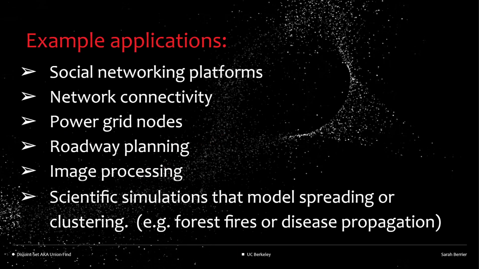So some examples. Social networking is the most popular. Network connectivity, power grid nodes, roadway planning, image processing, and scientific simulations that model spreading or clustering. Think about forest fires or disease propagation.